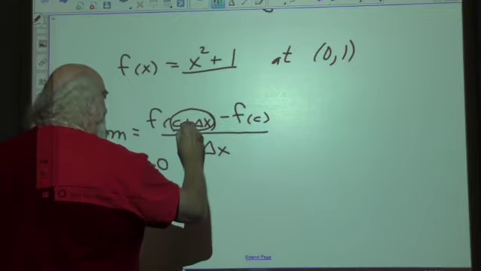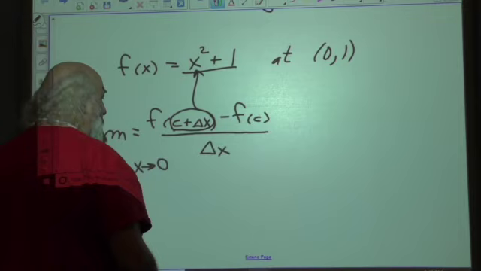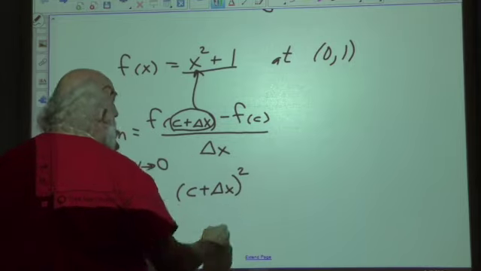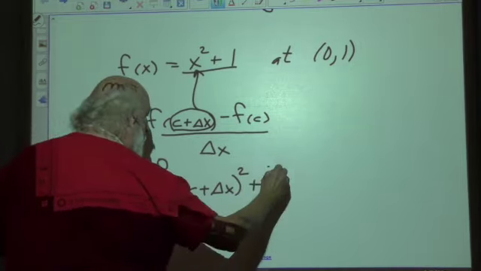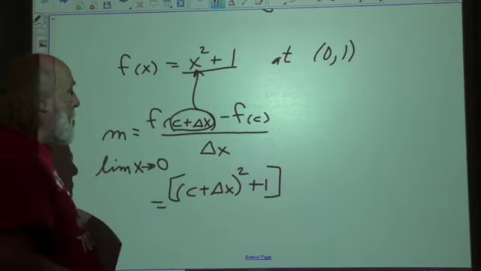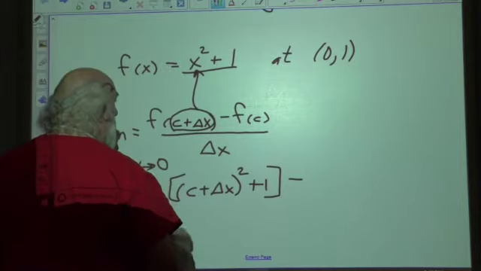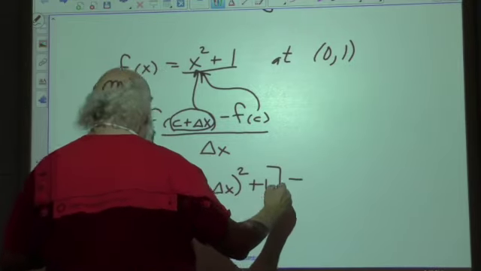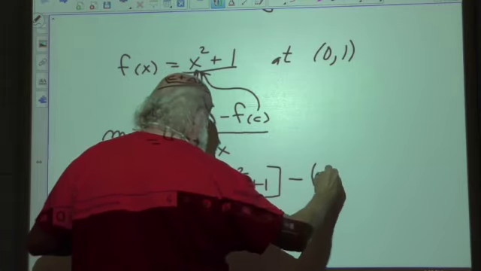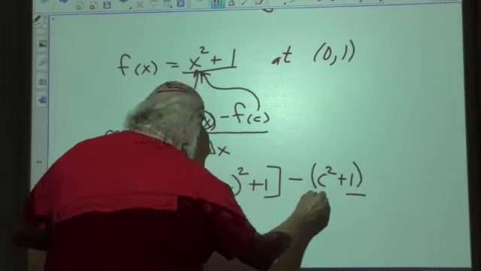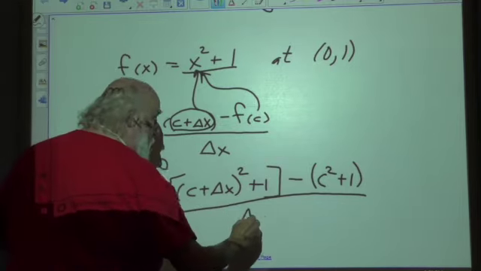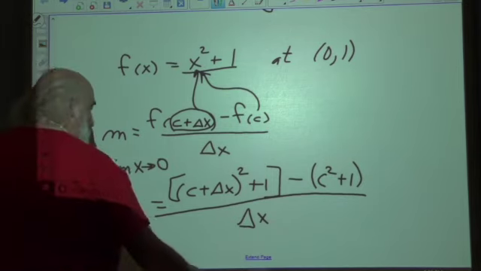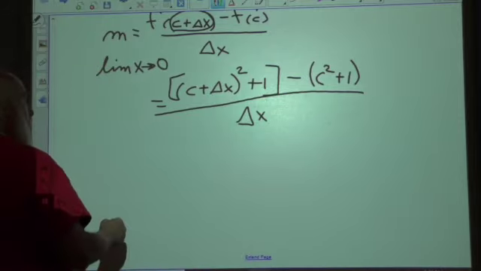So we're going to replace c plus delta x right there. And so that's going to give us (c plus delta x) quantity squared plus 1. So that is our y2 minus y1, where the c gets put right in here. And so this becomes c squared plus 1, over the change in x, which by definition is delta x. Minuscule delta x. Oh, we got some algebra to do here. Here we go. We're going to square it.